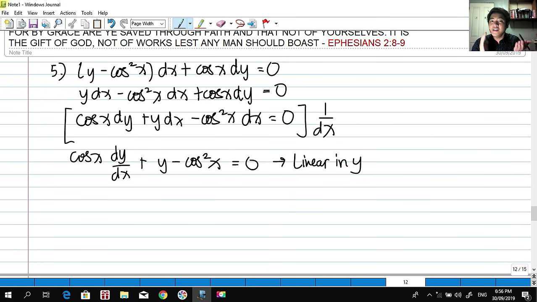This is linear in y because, again, we have two terms of dx here. Then definitely, that is not linear in x, whereas we only have one term of dy here. So we can assume that that is linear in y. So furthermore, we have plus y. I'm going to transpose this cosine squared x to the other side of the equation.